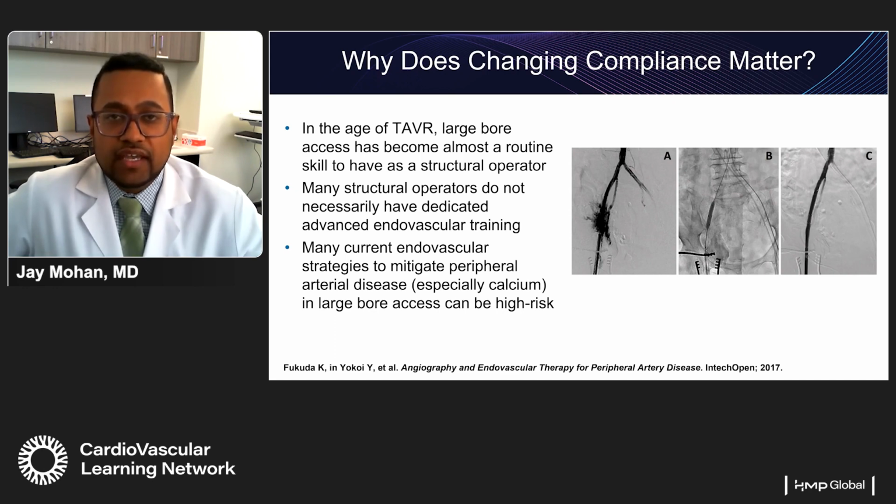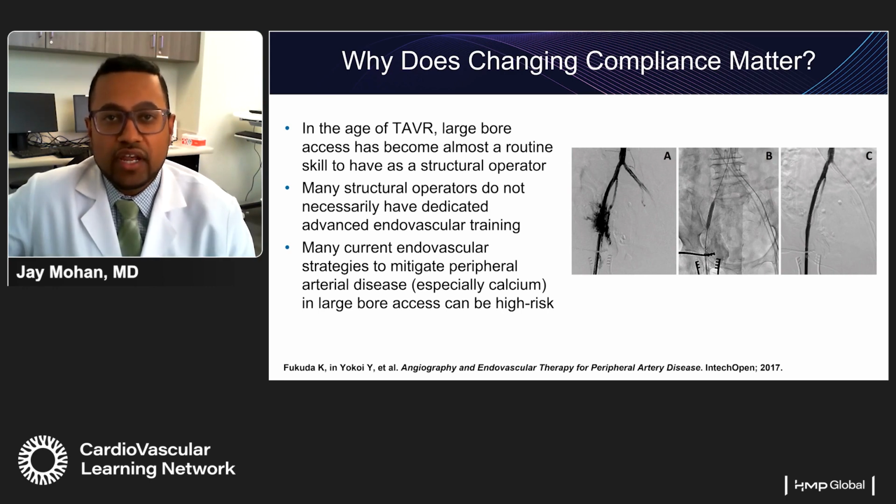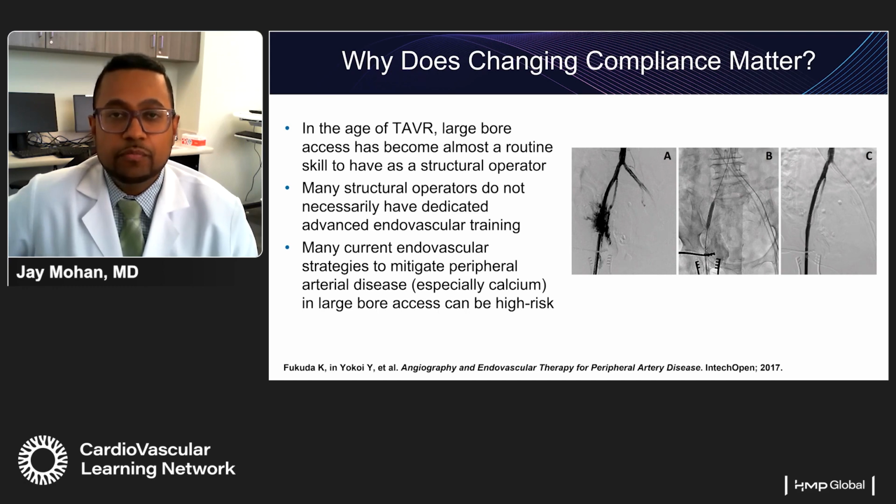What's very interesting is many structural heart operators didn't necessarily have endovascular training during their fellowship, so learning how to navigate the iliofemoral system has become somewhat of a new challenge. Additionally, until intravascular lithotripsy was developed for the peripheral vascular space, we really haven't had a good route of modifying calcium in the iliofemoral system, and that has sometimes led to disastrous outcomes.